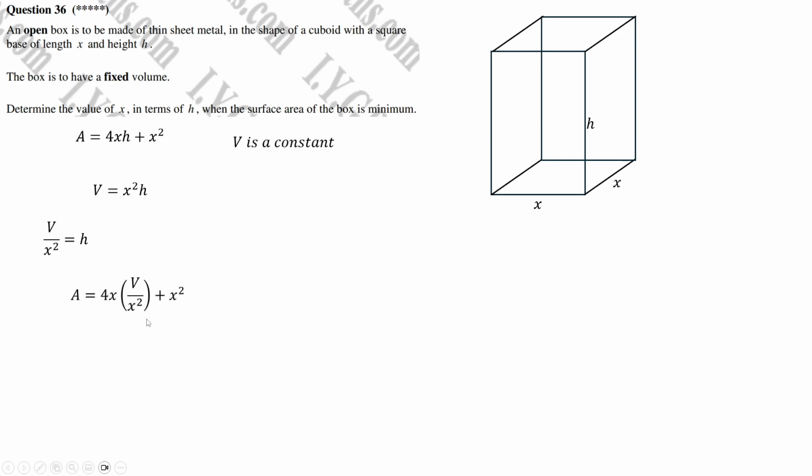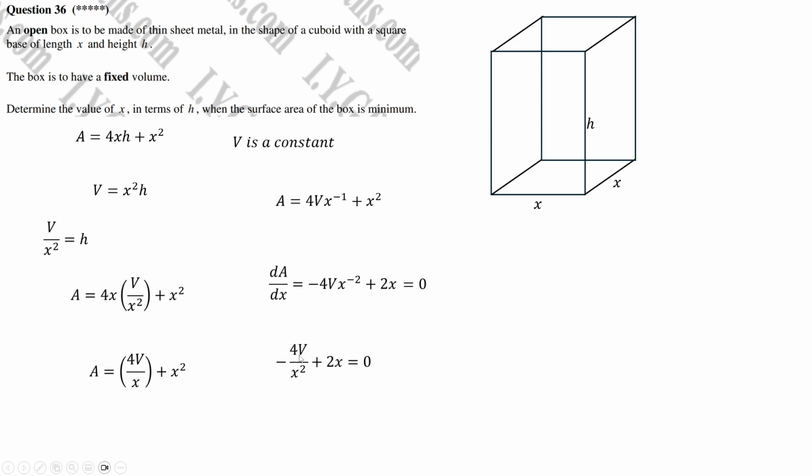You'll get this. Just expand this, x and x squared cancel down a little bit. You'll have 4v x to the minus 1. Then if you differentiate, this is minus 4v x to the minus 2 plus 2x. That equals 0, because if it's either a minimum or a maximum, there must be a stationary point.